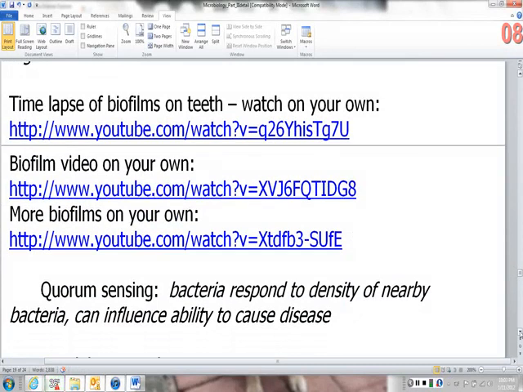Bacteria can be quorum sensing, where they will respond to the density of nearby bacteria. The ecology can influence the ability of an organism to cause disease and suggests our friendly flora, or good bacteria, living in our body can be extremely important in preventing and fighting disease.